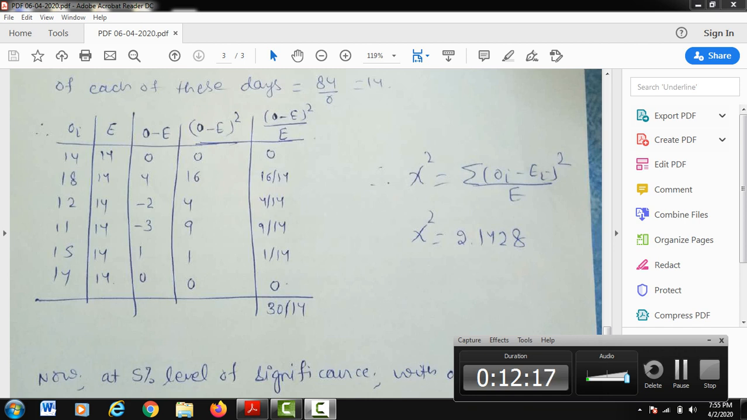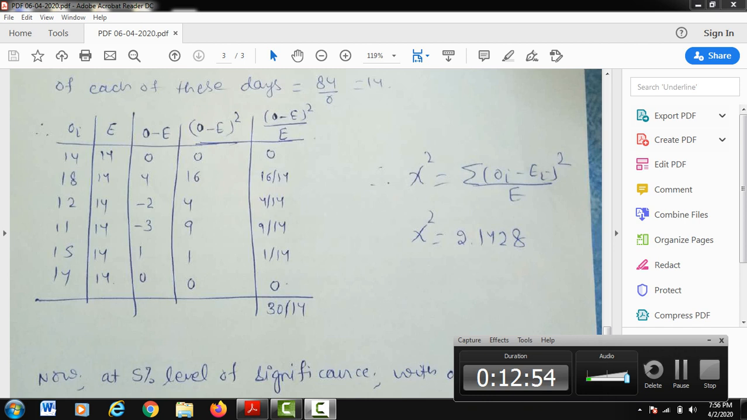And then you will evaluate the final column, which is named O minus E whole square over E. You will divide each and every entry of O minus E whole square by E, that is 14. If I add them up, I get the answer as 30 by 14. Now what is the chi-square statistic? As I have discussed with you, it is given by sigma of OI minus EI whole square over E, where O means observed frequency and E means expected frequency. So it is 30 by 14. If I divide them, I get 2.1428. You can verify it also.